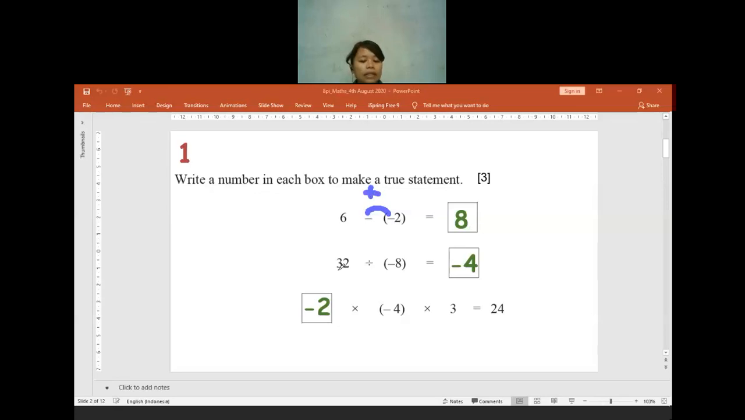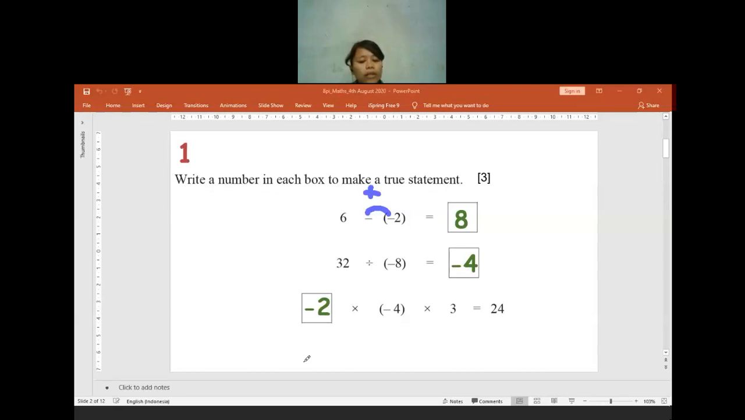For the second statement, 32 divided by negative 8. You know 32 divided by 8 equals 4. 32 is positive, the second number is negative. Positive divided by negative, the answer will be negative. That's why the final answer will be negative 4.